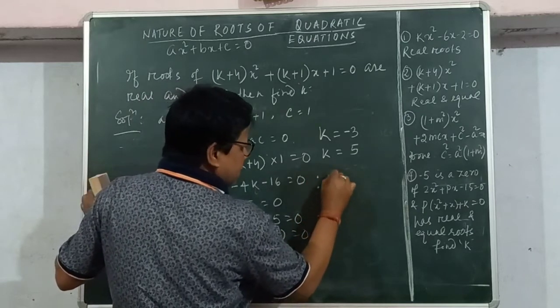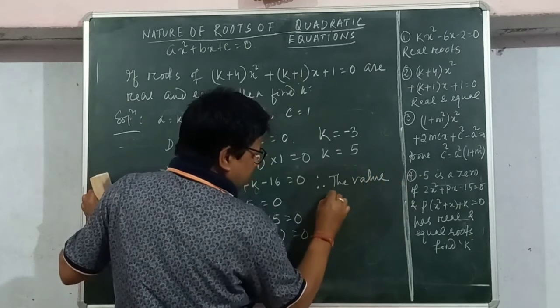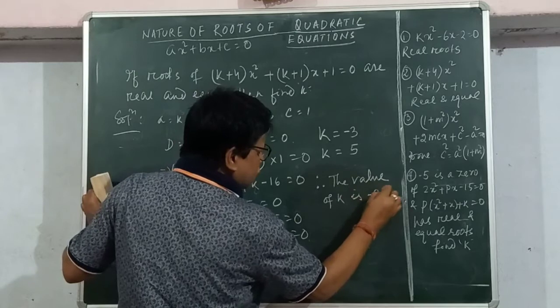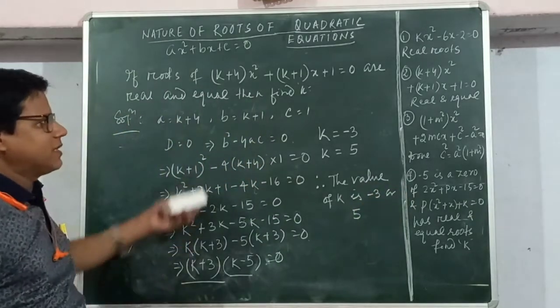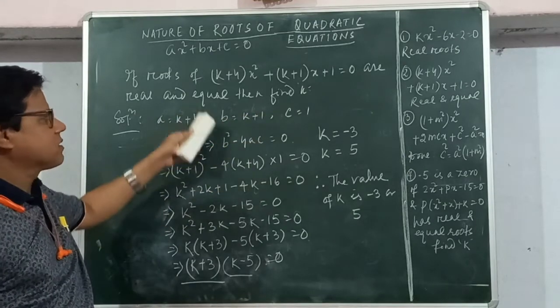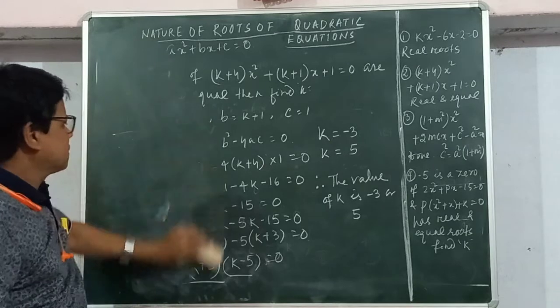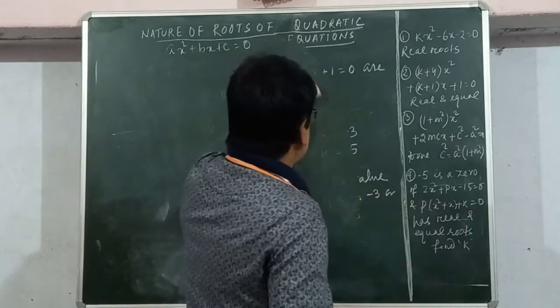Therefore, the value of k is -3 or +5. Like this, we have to apply the conditions, nature of the roots. Now comes to the third example. How do we prove any problem?